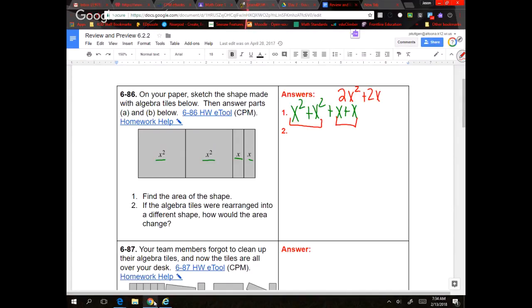If the algebra tiles were arranged in a different shape, how would the area change? Well, the area would not change. No matter how we move them, the area will stay the same. Next one.